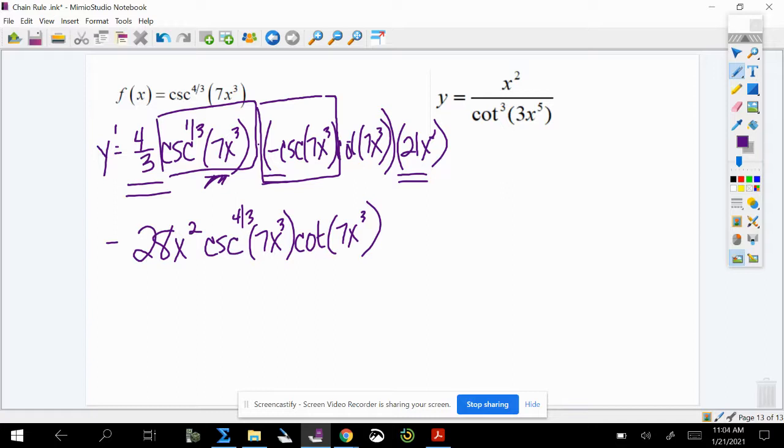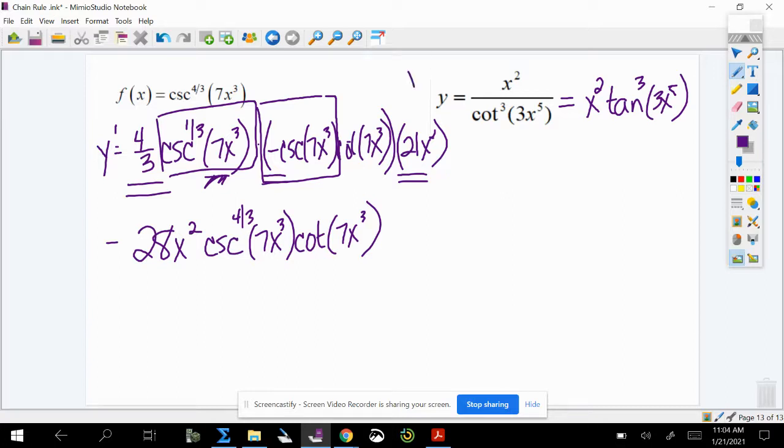You should know that cotangent is the reciprocal of tangent, meaning if I flip cotangent, the fraction, I get tangent and vice versa. So I could actually rewrite this as x squared tangent cubed 3x to the 5th. Another thing I could do if I really don't want to do a quotient rule is use negative exponents. Personally, I don't love using negative exponents because my negatives always tend to get mixed up. So I actually prefer using this trig knowledge.